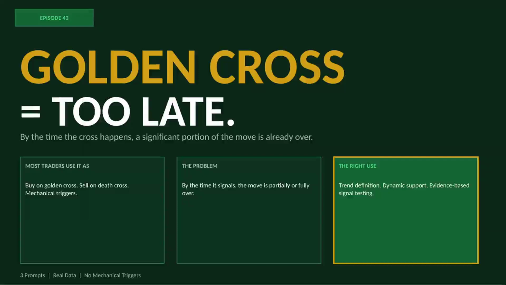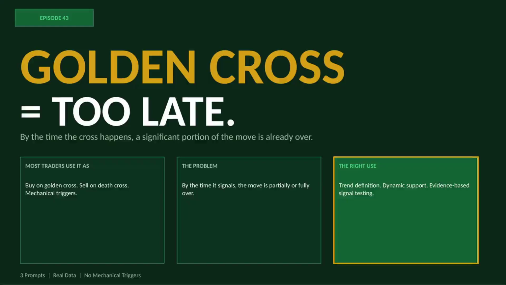Moving averages are the most widely used tool in technical analysis. They are also the most widely misused. The version most traders know goes like this. When the 50-day crosses above the 200-day, buy; when it crosses below, sell. Golden cross, death cross.